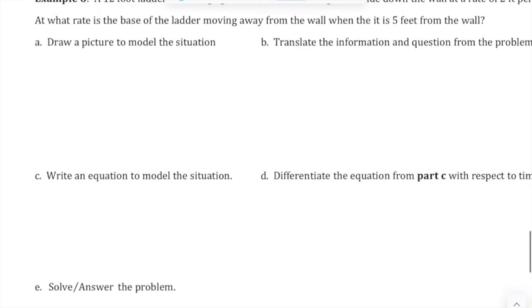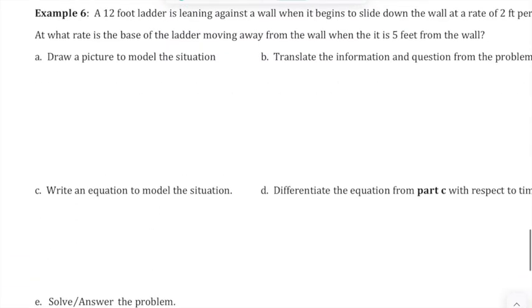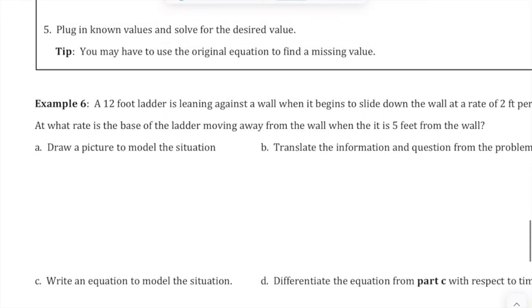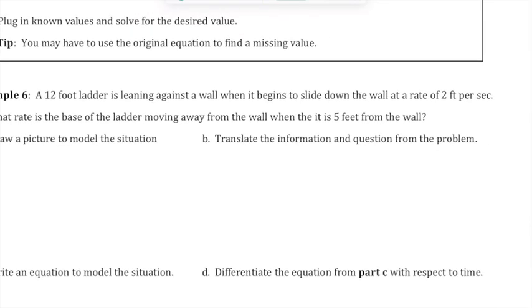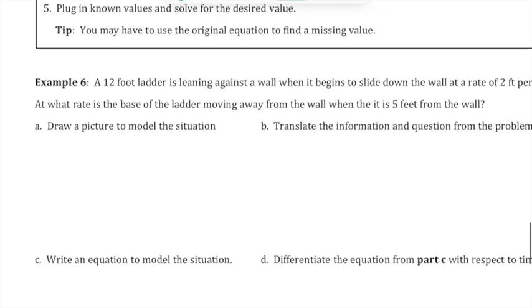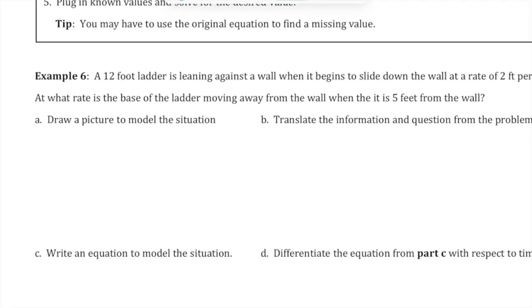All right, so here are all the parts. A 12-foot ladder is leaning against a wall when it begins to slide down at a rate of 2 feet per second. At what rate is the base of the ladder moving away from the wall when it's 5 feet from the wall? So let's draw a picture first.